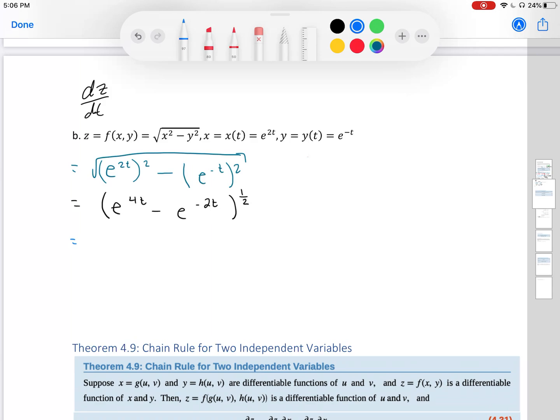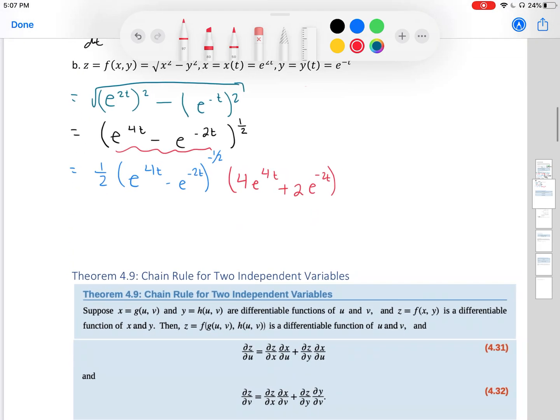So that we have 1/2. 1/2 minus 1 is negative 1/2. And on the inside, everything stays the same. Now let's go ahead and take the derivative of the inside. That's our chain rule definition. So we get 4e to the 4t plus 2e to negative 2t. Okay, so there we have it. That's our derivative. We just have to clean it up a bit.